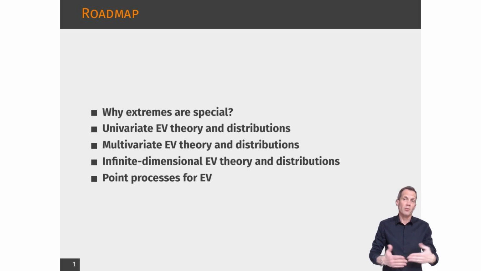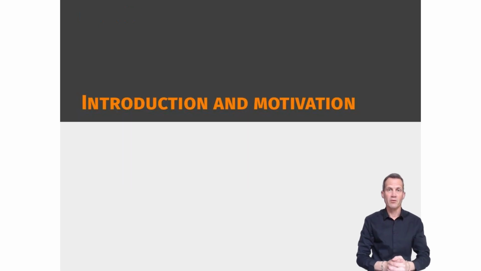The next step will be infinite dimensional extremes. For example, when an extreme event is a whole curve, a spatial field, or a time trajectory. Finally, I will introduce the point process viewpoint, which provides a unified probabilistic language for extreme events. This first section explains why rare events require dedicated statistical tools, beyond standard average-based modeling.